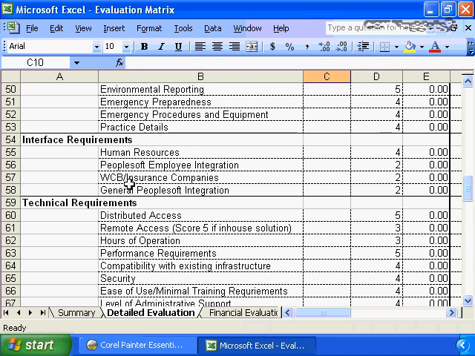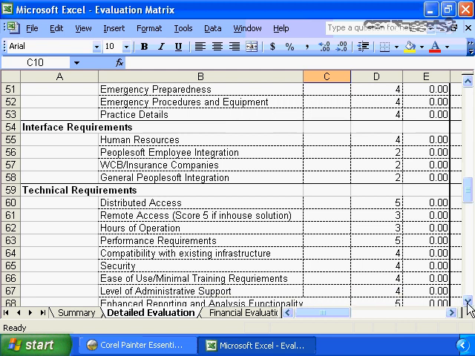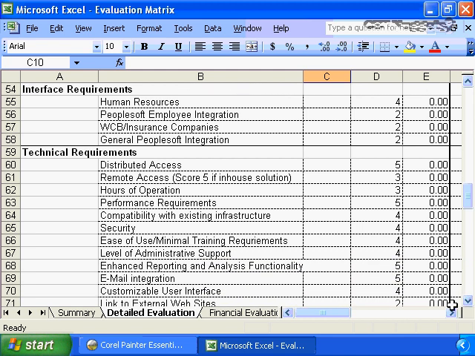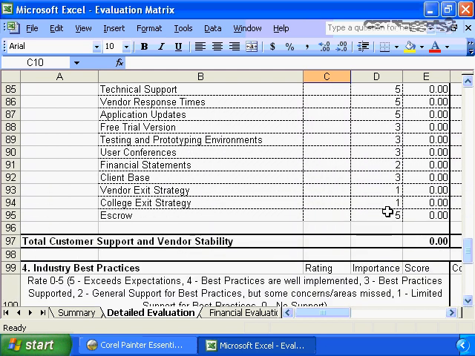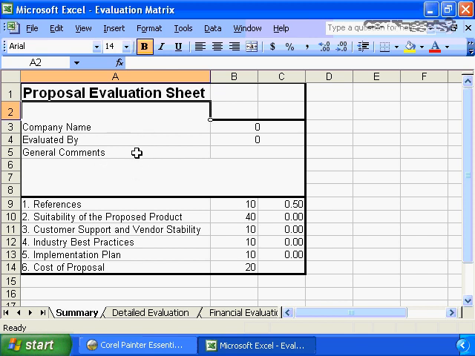Interface requirements, same thing. Technical requirements, how well does it support distributed access? How well does it support remote access? And so on, resulting in a final evaluation for the total response for each vendor. And then our matrix is going to sum up and produce a proposal evaluation sheet.